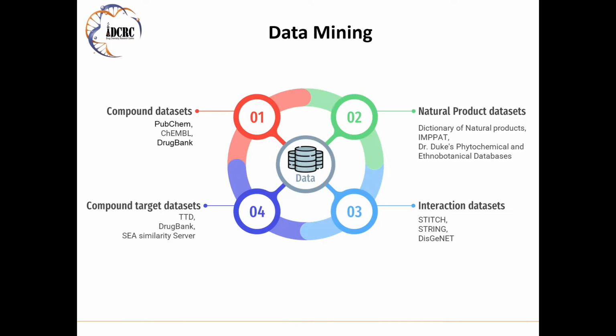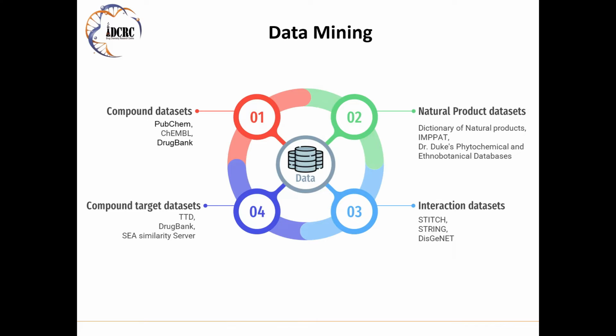There are various publicly available data sets like PubChem, ChEMBL, and DrugBank, which contain information related to the structure of those compounds, their predicted targets, and the related bioactivities. So these compound data sets serve as a primary point to collect information related to different compounds.